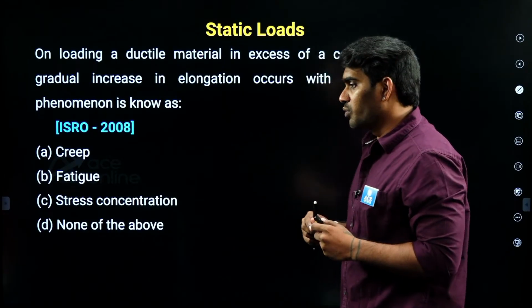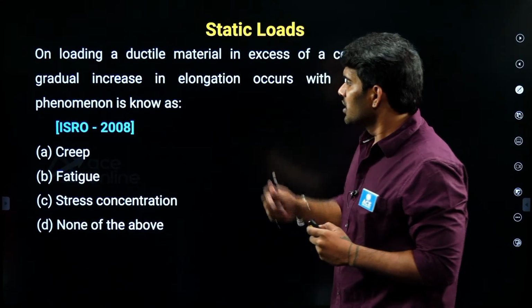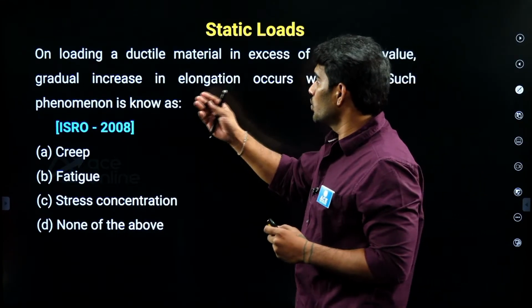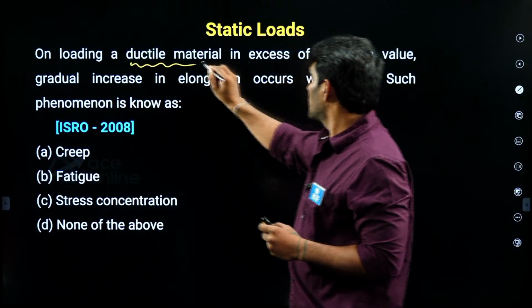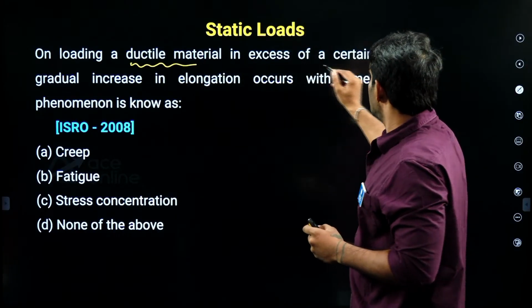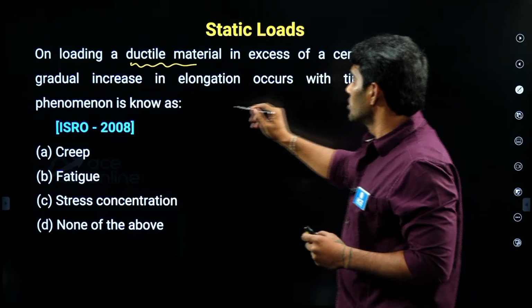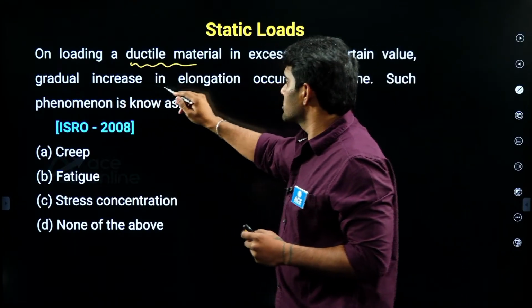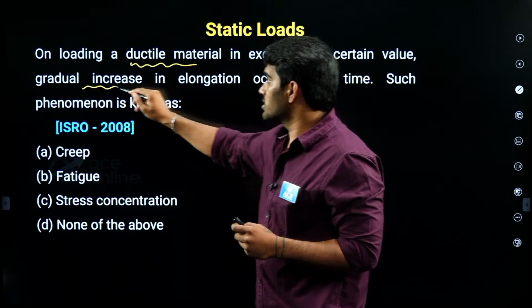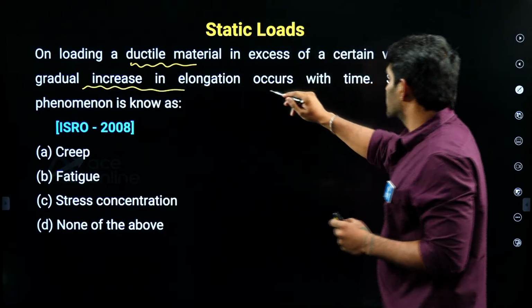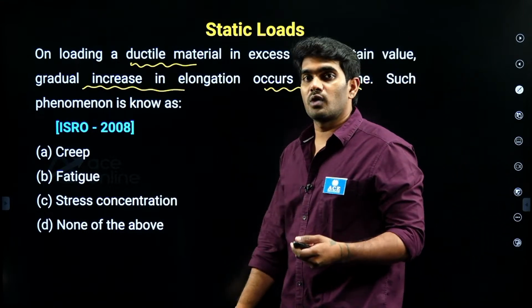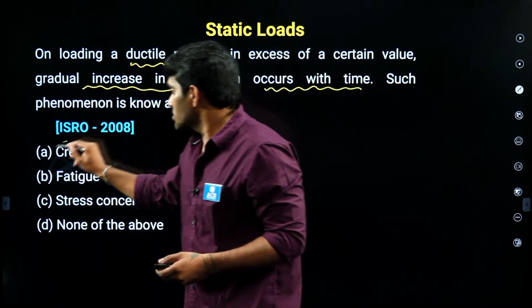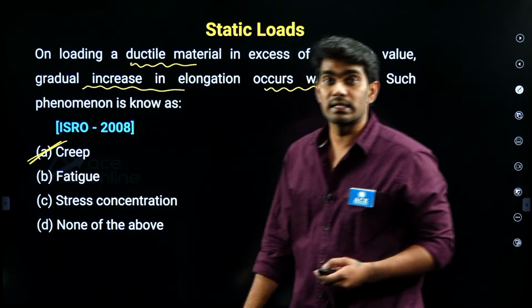Now moving ahead, if you observe carefully, on loading a ductile material, he is speaking about which material? It is regarding ductile material. So in excess of a certain value, there is a gradual increase in elongation, which means the loading is gradual and occurs with time. Whenever gradual elongation is occurring with time, it is called creep. So the answer, the phenomenon here, is called creep.